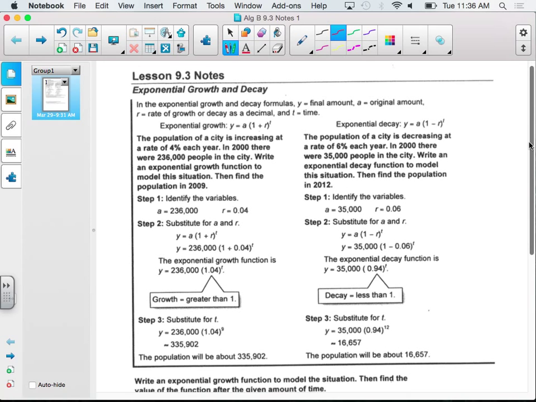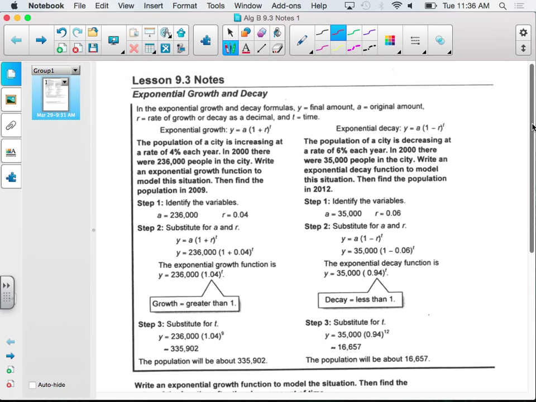So first things first, in exponential growth, what do you think would happen in a function like that, Trey? We're gonna get an answer that's bigger than what we start with, right? Okay, and then what do you think is gonna happen in decay? Lower. It's gonna be lower than what we start with, exactly.